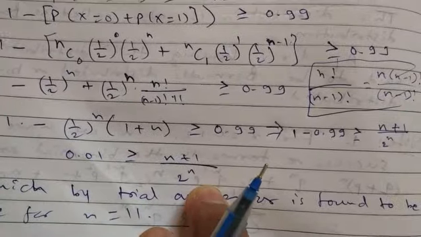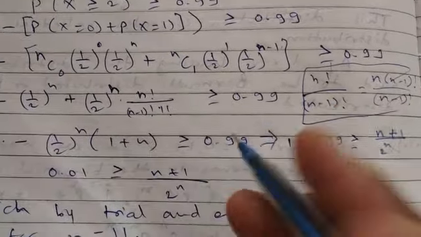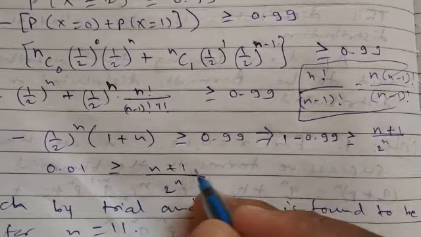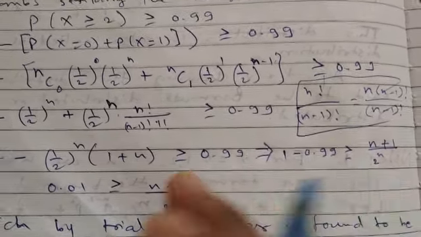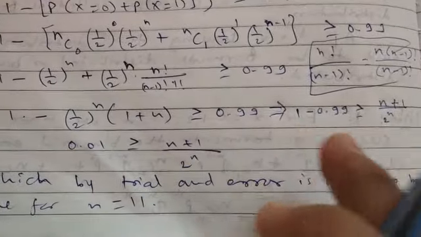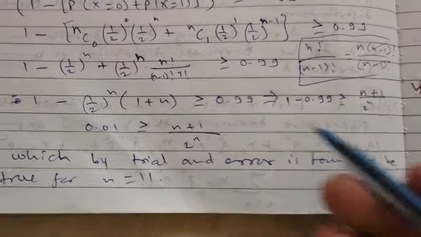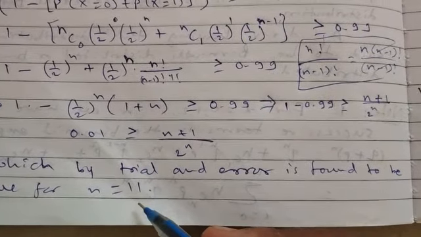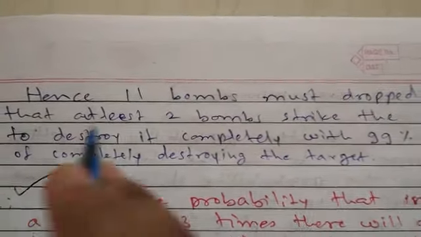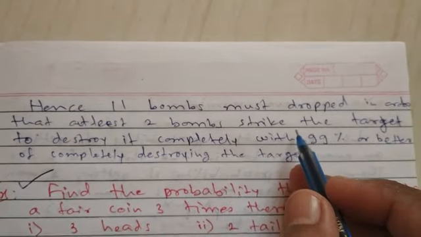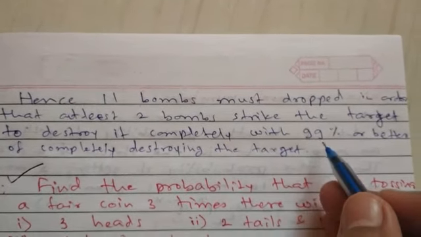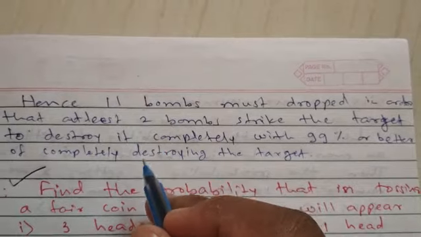So when n is 1, it is 1 plus 1 by 2. So 2 by 2, 1. So 1, so not possible. So when n is 2, 3 and so on, by trial and error it is found that n equal to 11. Hence 11 bombs must be dropped in order that at least 2 bombs strike the target to destroy it completely with 99% or better chance.